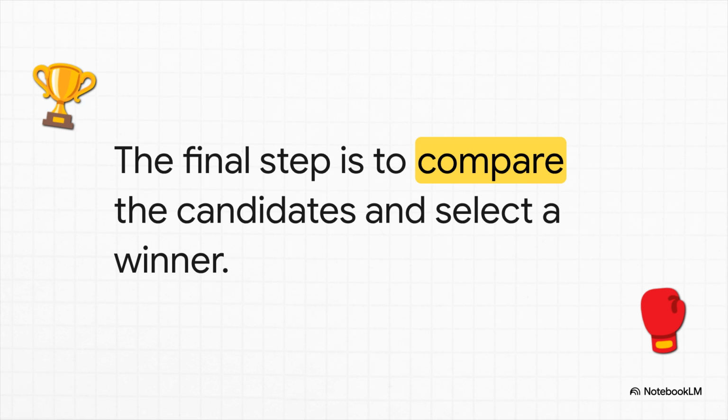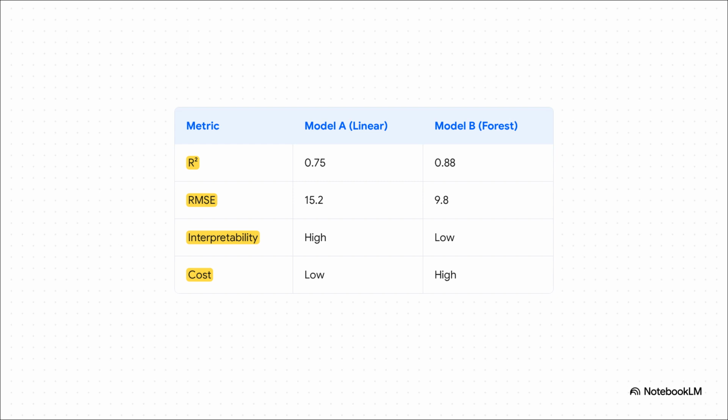So let's imagine we actually did both. We went back and improved our linear model, and we also built a brand new, more complex decision forest. Now comes the moment of truth. It's time for the final showdown. We have to compare these two models head-to-head and officially declare a winner. And this table just lays out the classic trade-off perfectly.